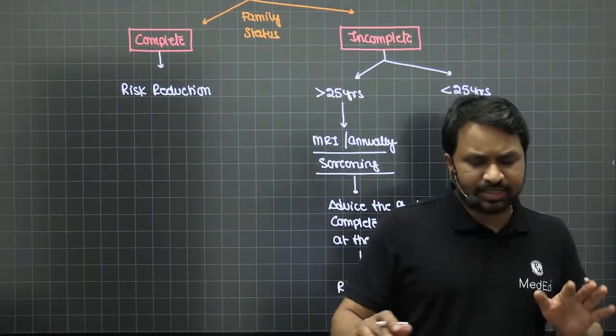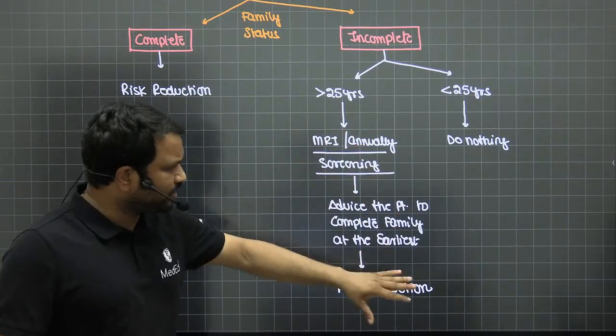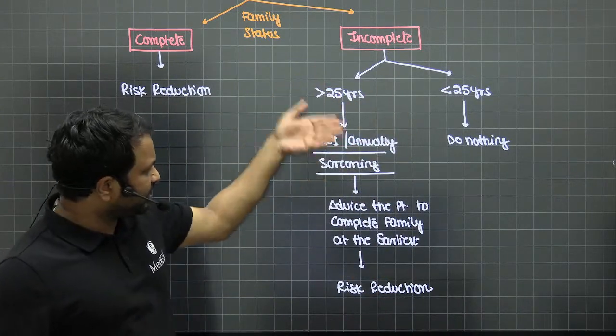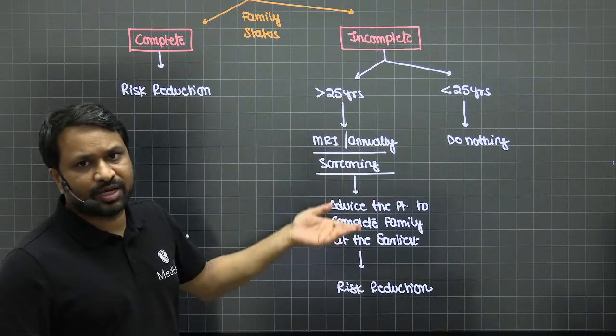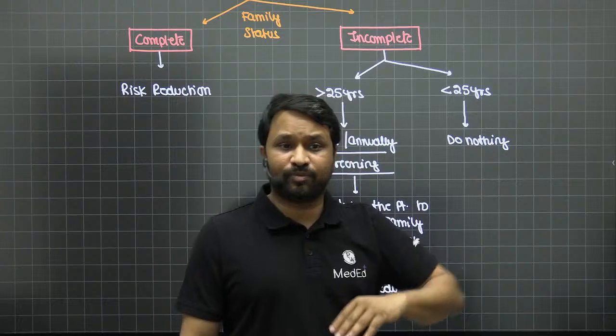That is the basic objective. So with age less than 25, we don't have much of a problem there. Usually the malignancy won't develop here, so do nothing. After 25, every year get an MRI done, and meanwhile ask the patient to complete the family as early as possible. Get married, have kids, be done with it, and come back. Then we'll opt for risk reduction strategy.